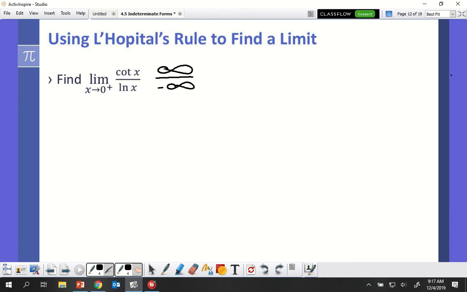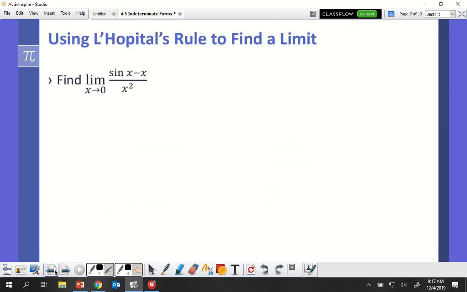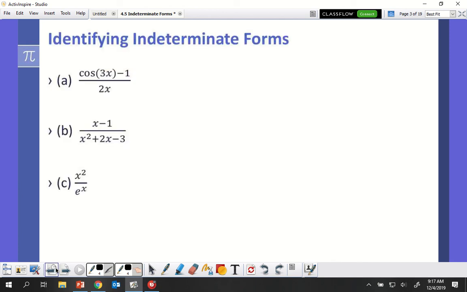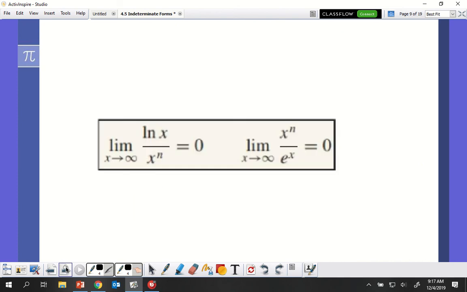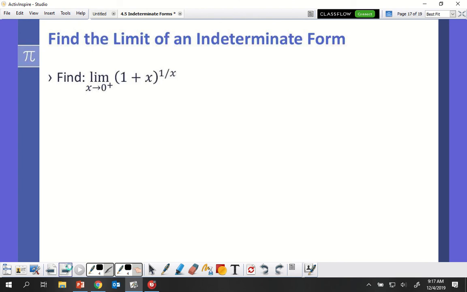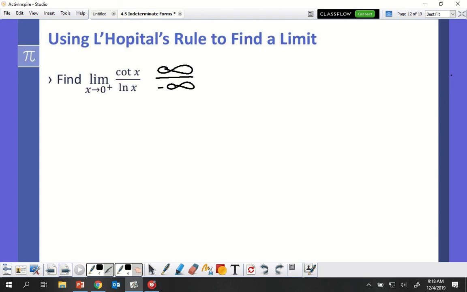Now, is this one of my indeterminates? Yes. I have a list here somewhere with all of them. Yeah, infinity over infinity. So this one, I could do this. So now we're going to do L'Hopital. So I take the derivative. The derivative of cotangent.